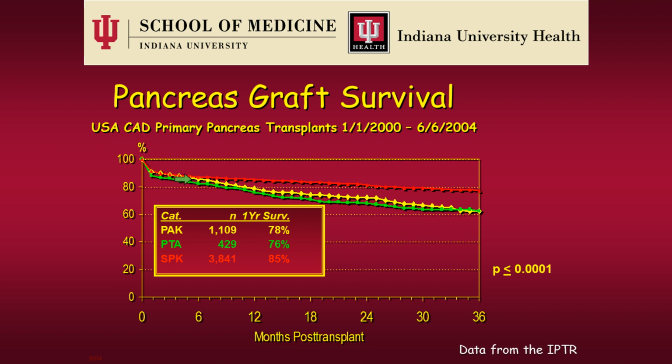So what you see in this slide is pancreas graft survival in red for the SPKs. And then for yellow and green, you see the pancreas graft survival for pancreas after kidney and pancreas transplant alone. Important numbers to look at are the 1-year graft survival, which for SPK is 85%, and for the pancreas after kidney is 78%.